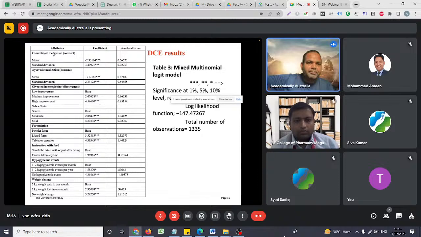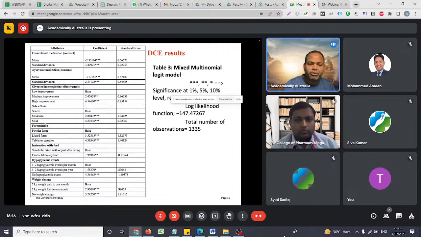Here are the attributes we were analyzing, with coefficients and standard errors and all those things. We see which factor the patients gave more preference to. For example, effectiveness, side effect, formulation, instruction with food, hypoglycemic event, or weight change. These six factors are significant for a patient.